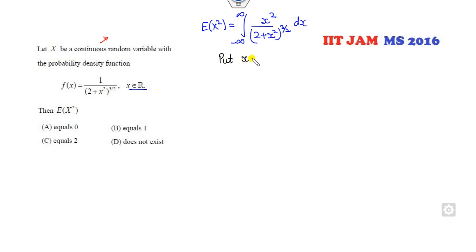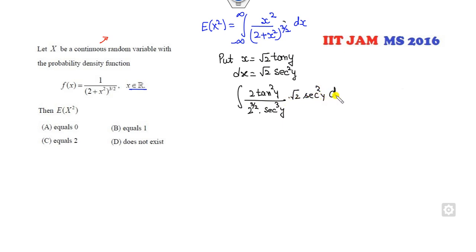I can substitute x equals root 2 tan y, fine. So what is my dx? The dx will be root 2 secant squared y. So I can substitute here x squared, it's 2 tan squared y divided by 2 to the power 3 by 2 as the common factor. It will be 1 plus tan squared, which is secant squared. Secant squared to the power 3 by 2 is secant cubed, into root 2 secant squared y dy.